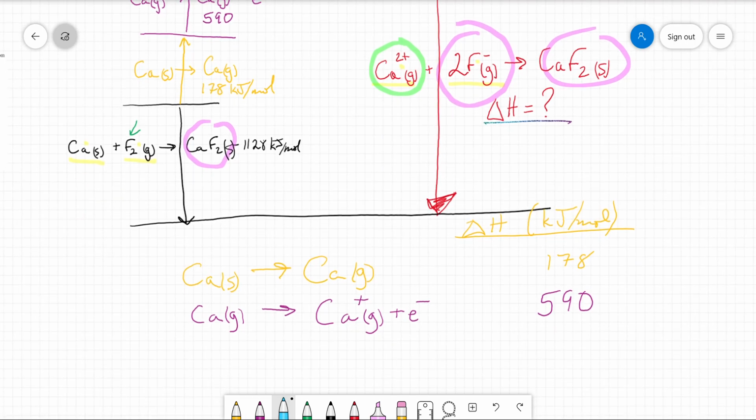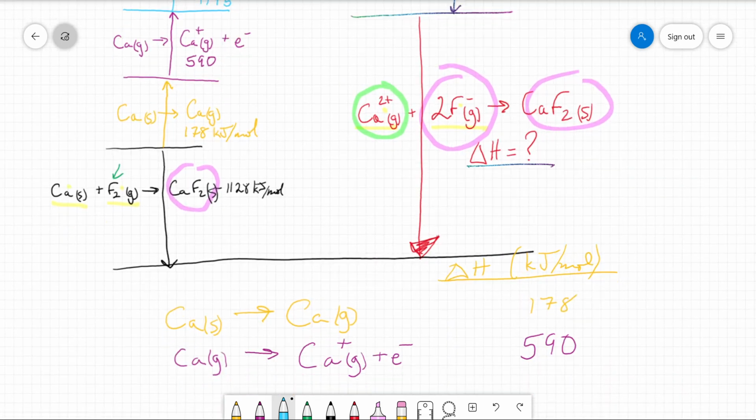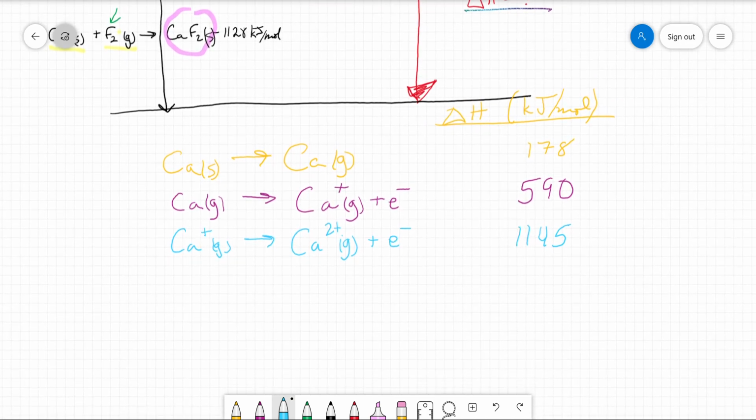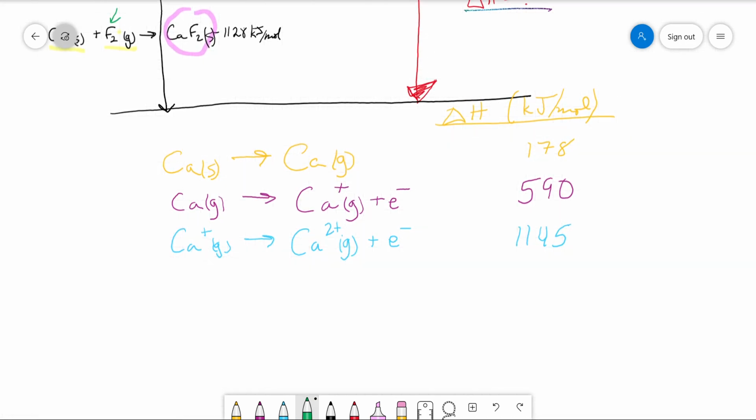All right, next step. If we look up here, it's the second ionization energy step. So we have Ca plus gas goes to Ca 2 plus gas plus an electron. Okay, that's 1145 kilojoules per mole. Next step, we move on to the fluorine, bond dissociation. F2 gas goes to 2F gas, and that is 159 kilojoules per mole.